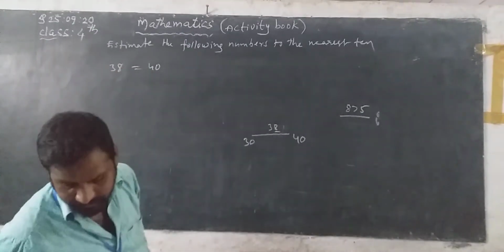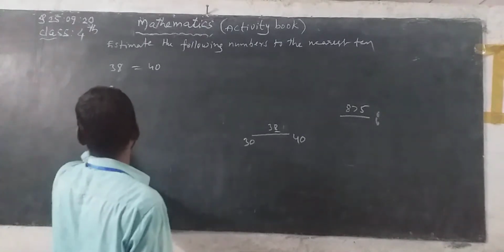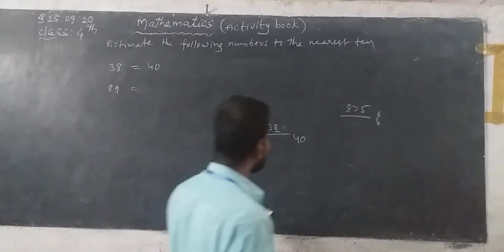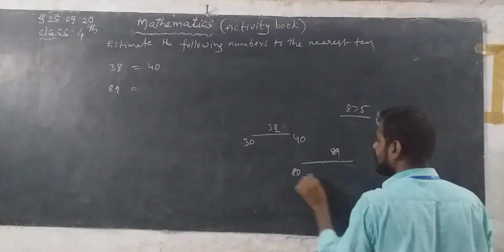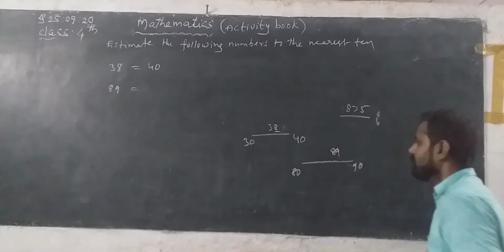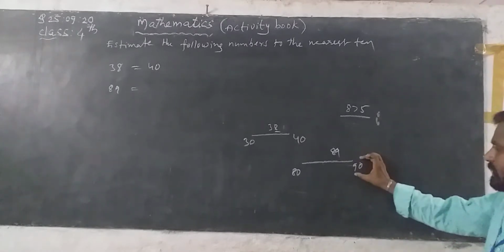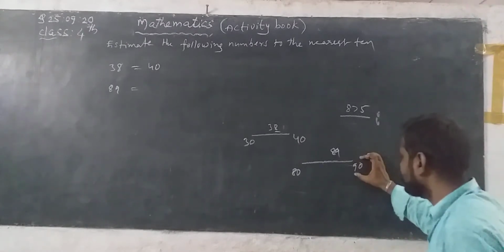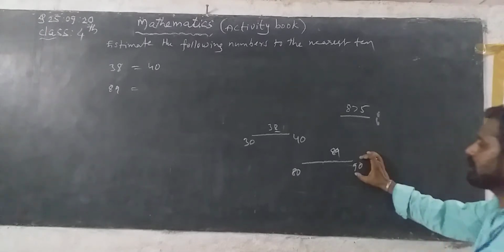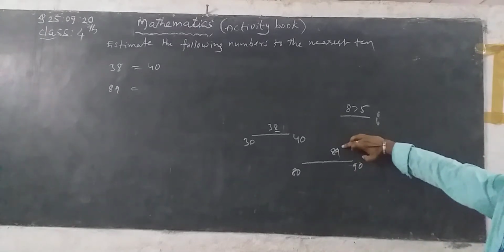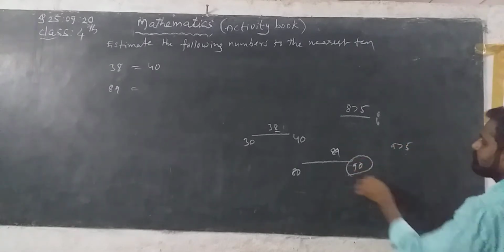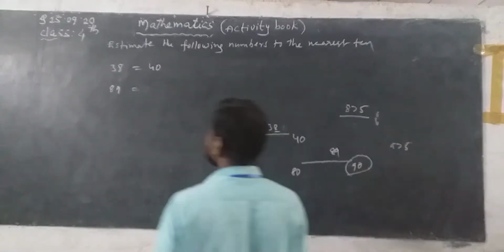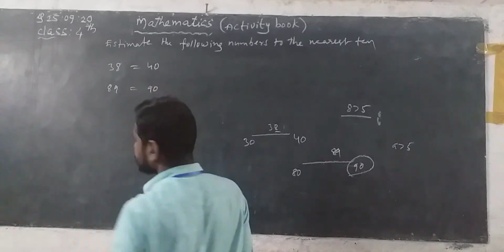Next, 89. 89 lies between 80 and 90. So while you are rounding the given number to the nearest tens, you compare the digit in the ones place. So 9. 9 is greater than 5. Then you take the next tens, means 90. 89 is rounded off to 90.